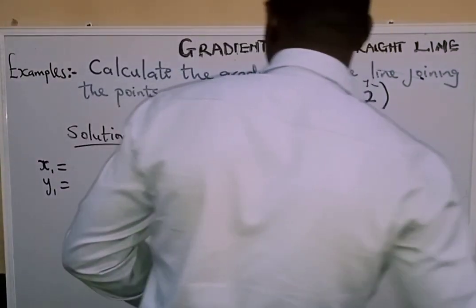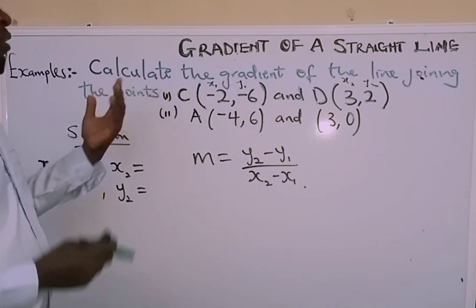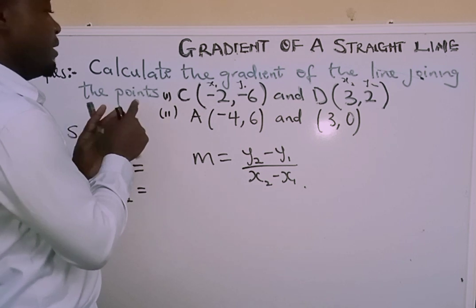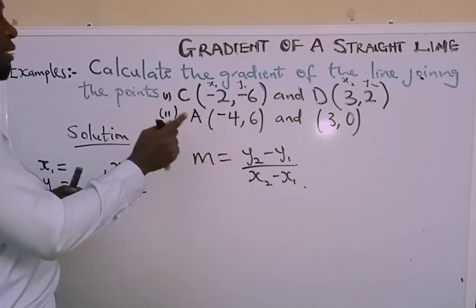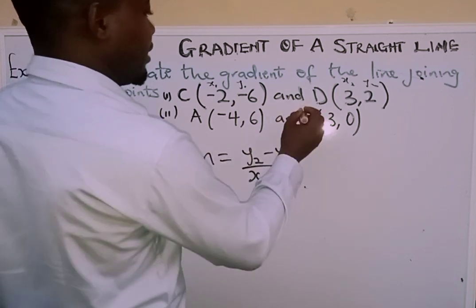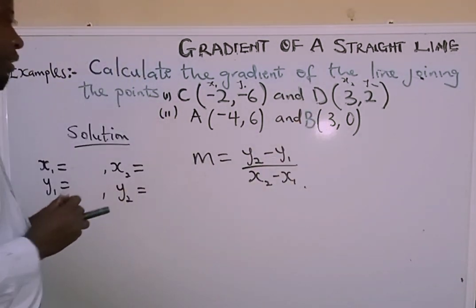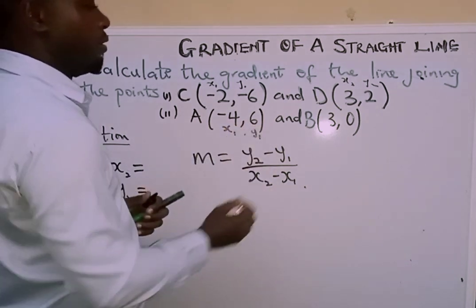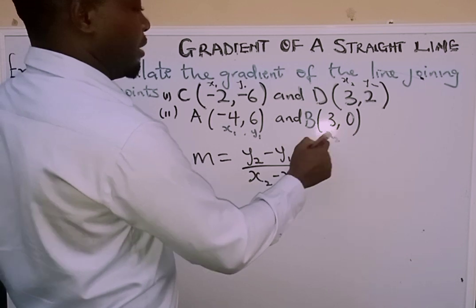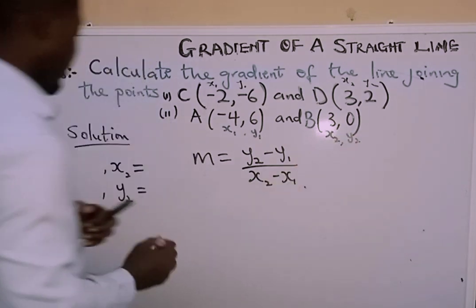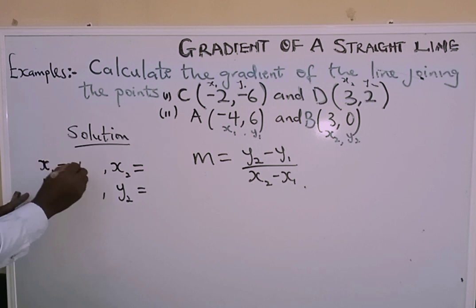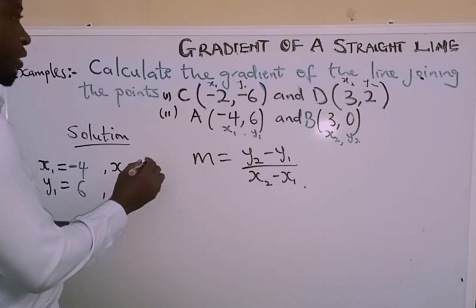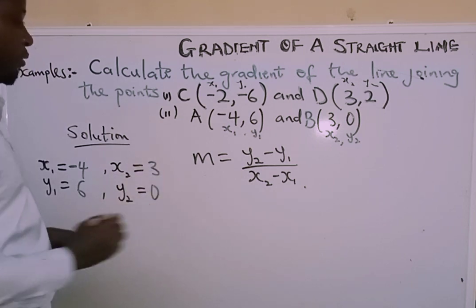Now, to the second question, we are also going to find the gradient or the slope of the line joining the 2 points. And what are the 2 points? Point A and let this one be point B. Now, in the point A, this is going to be my x1 and this is going to be my y1. This is going to be my x2 in the point B and this is going to be my y2. Now, the x1 is going to be -4, the y1 is going to be 6, the x2 is going to be 3, and the y2 is going to be 0.